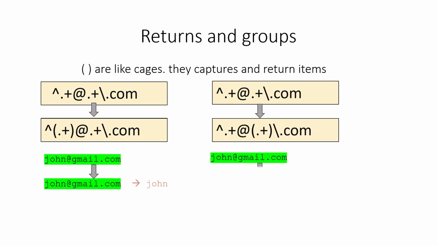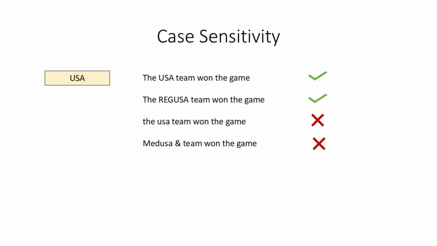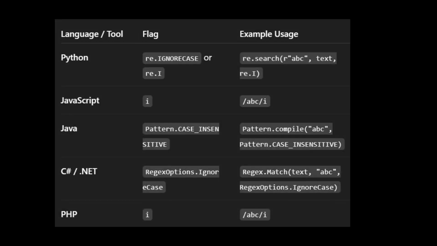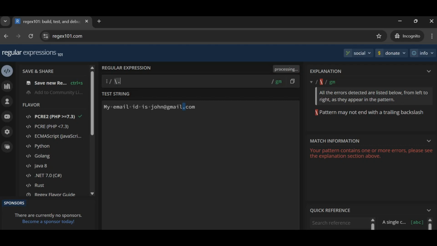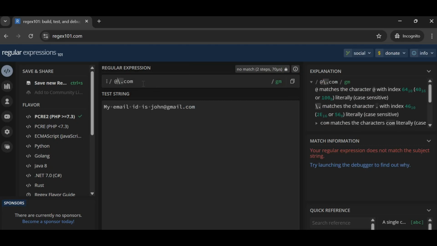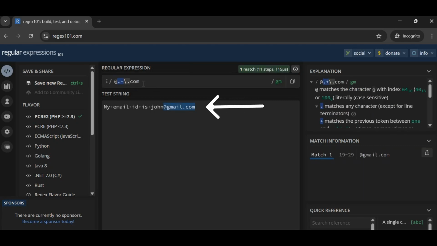One last thing, regex patterns are case sensitive by default, and you can make them case insensitive by applying modifiers or flags depending on the language of your choice. And if you want to practice your regex skills, I would highly recommend this website called Regex 101, where you can input your string and your regex pattern and see how the matches will occur.